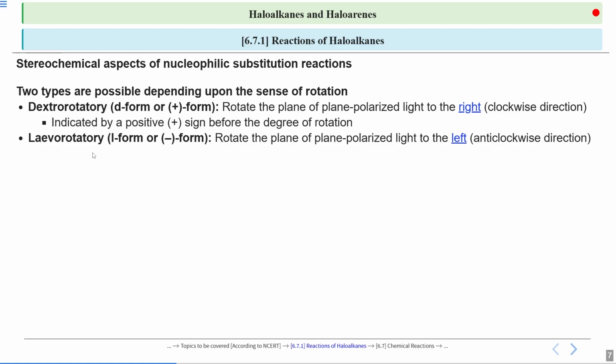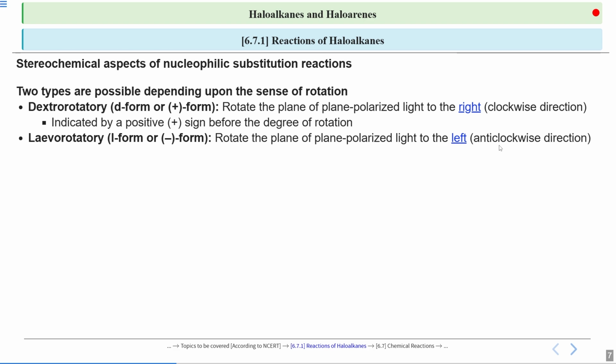The second type, on the basis of sense of rotation, is levorotatory. Because dextrorotatory compounds rotate the plane to the right, that means the clockwise direction, levorotatory should be the opposite of it. Levorotatory, which you can also call the L form, or you can put a negative sign before the degree of rotation. Levorotatory compounds rotate the plane of plane polarized light to the left direction, that means anti-clockwise direction.